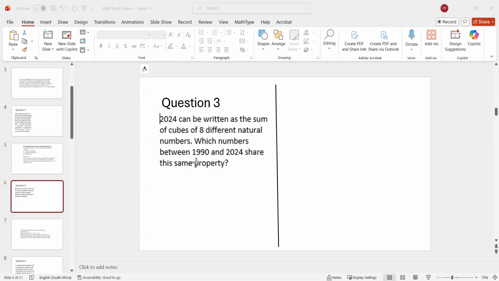So which numbers between 1990 and 2024 share the same property? In other words, which other numbers between these can be written as the sum of cubes of 8 different natural numbers? Now, this problem actually requires a little bit of insight.